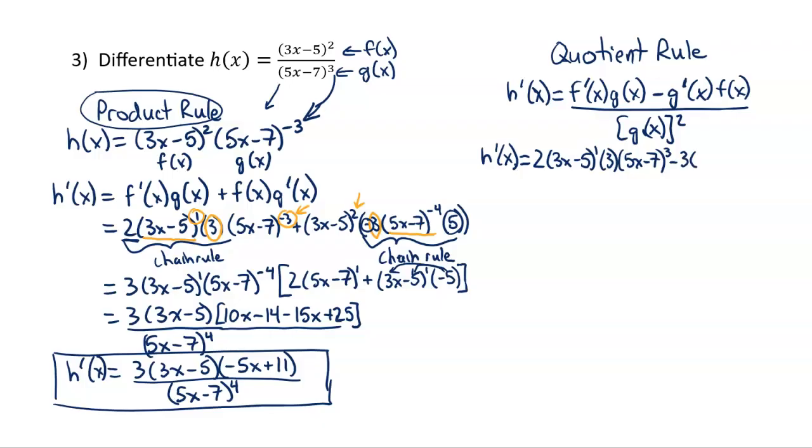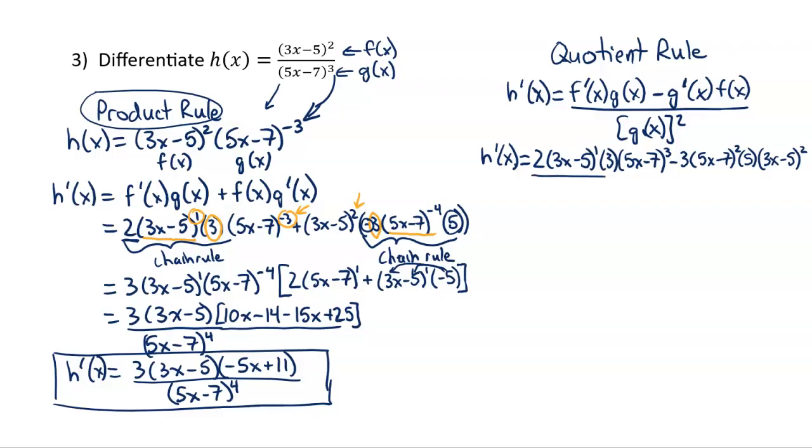So the derivative now of g of x, again, I've done that on the left side there. You can see where I've applied the chain rule. And so that's 3 times (5x minus 7) all squared times 5. And then times the original function f of x, (3x minus 5) all squared.